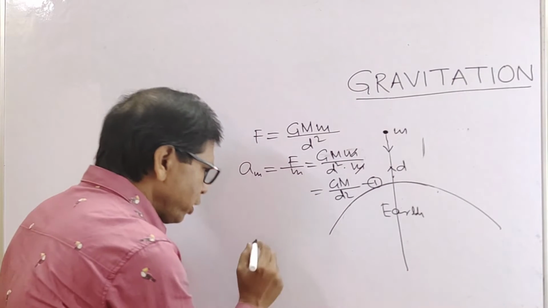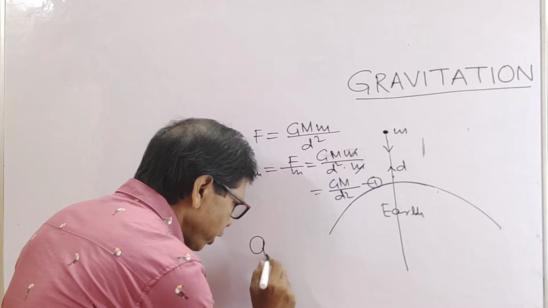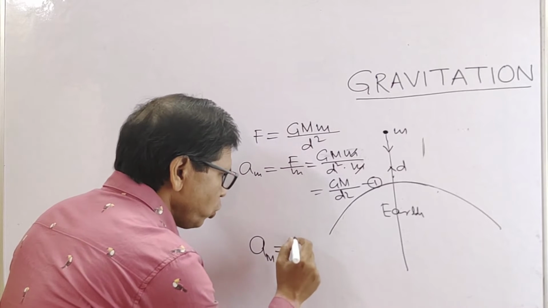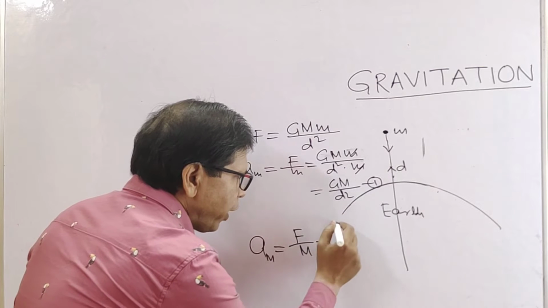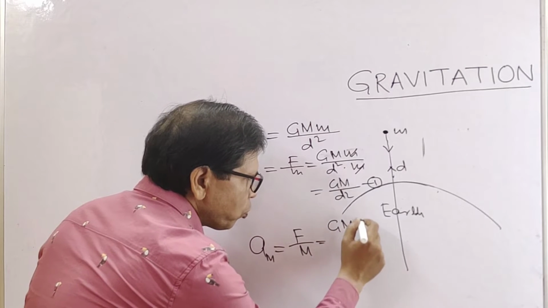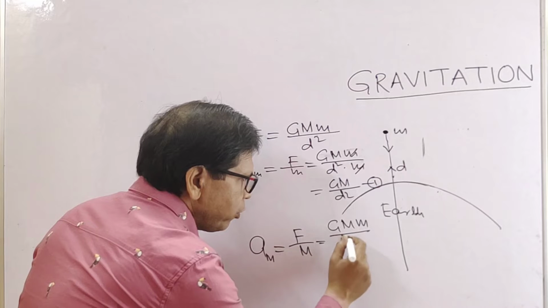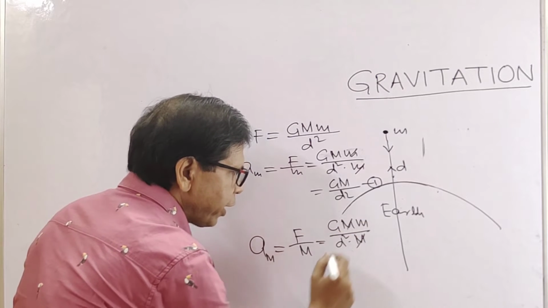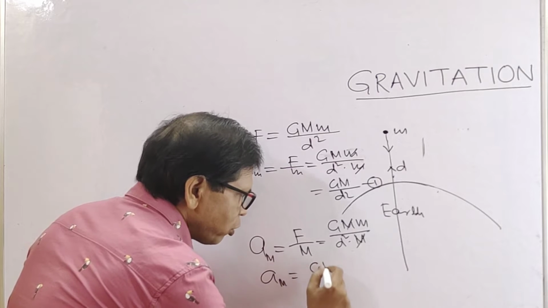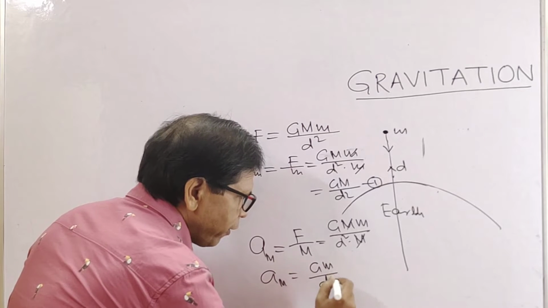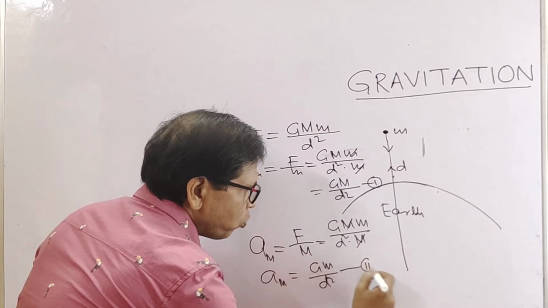Now the acceleration of the earth. Look at this, the acceleration of the earth, this is A capital M. So this is F by the mass of the earth. So this is G capital M small m by d square into capital M. Now this and this cancel out. So this is A capital M, this is G small m divided by d square. This is equation number 2.